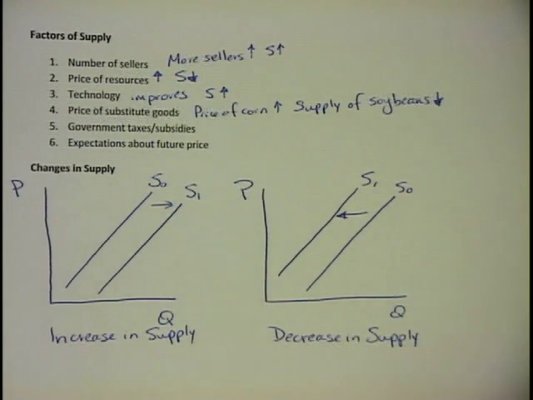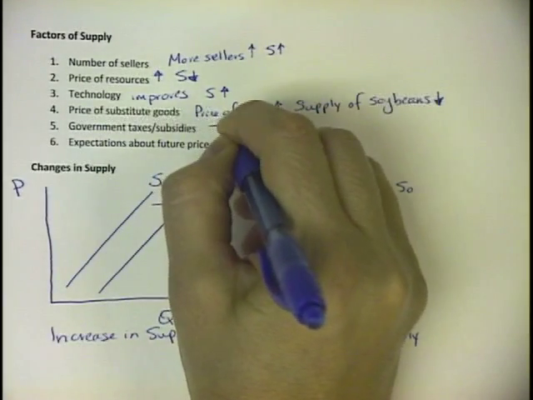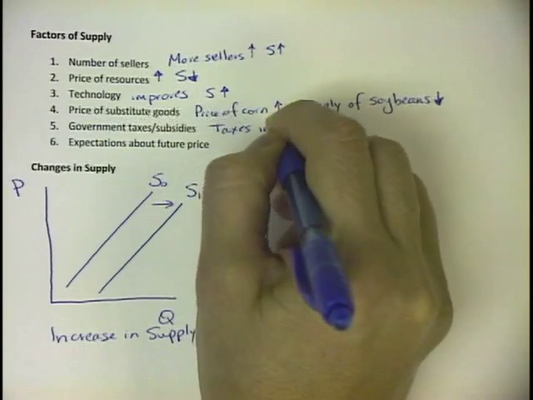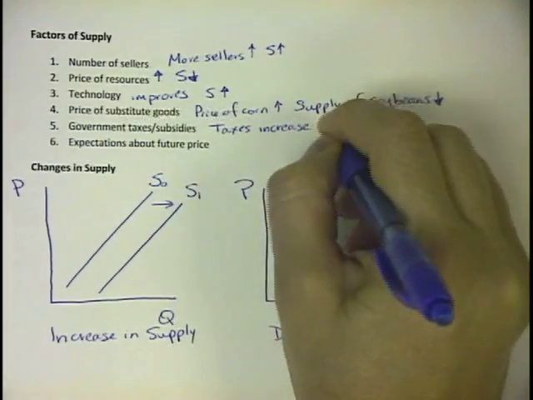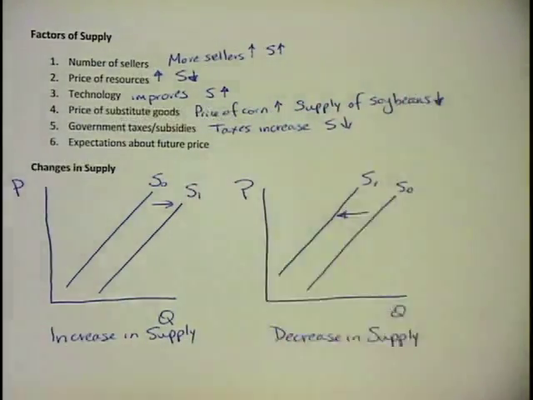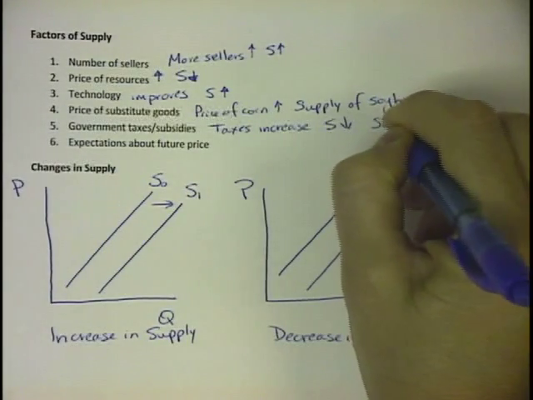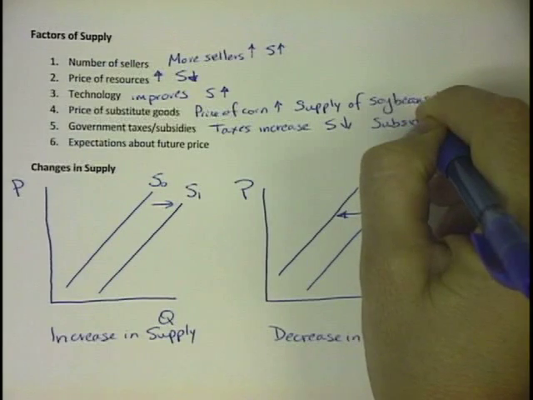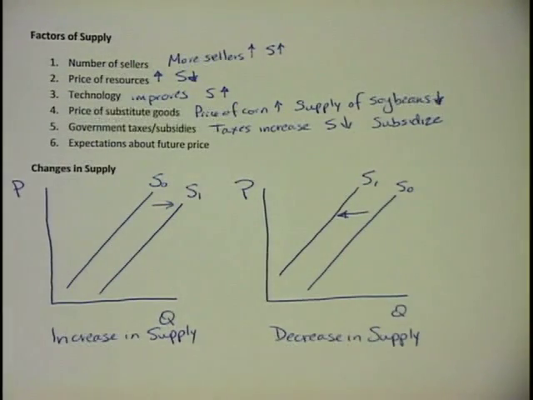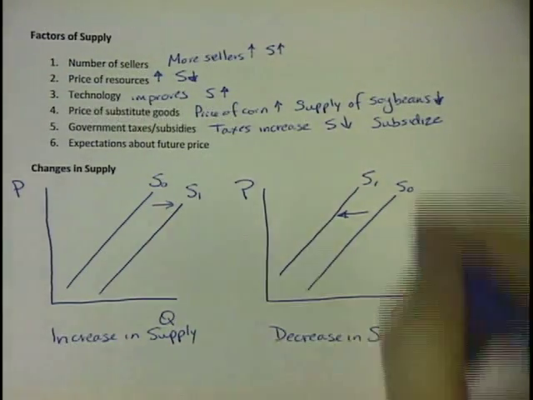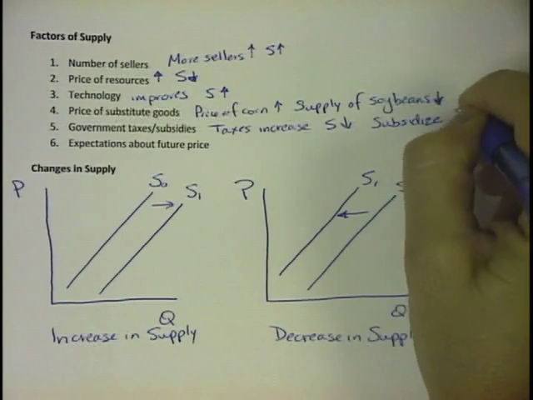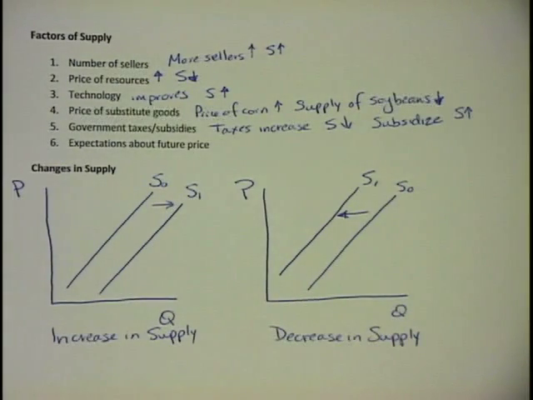Okay, so government taxes and subsidies. If taxes increase, supply will decrease. It'll shift to the left. If the government subsidizes, which means they give money, if the government subsidizes something, that means they provide extra funding for that, like your education is subsidized. So with subsidies, supply will increase. It'll shift to the right.